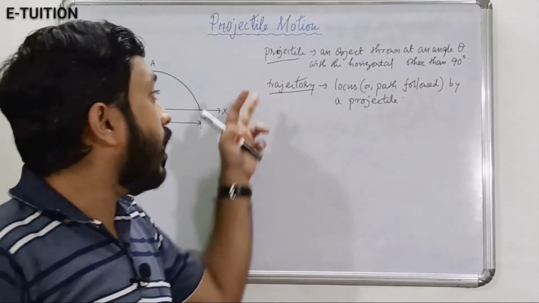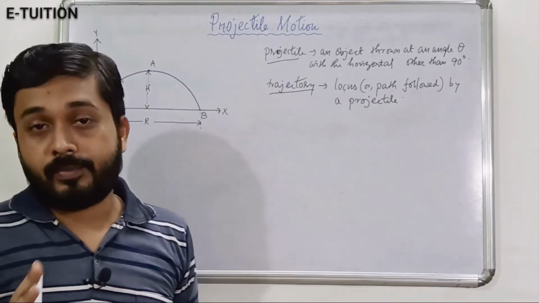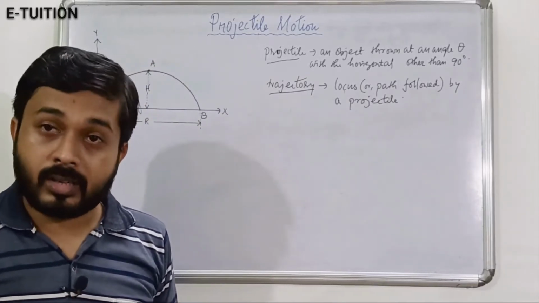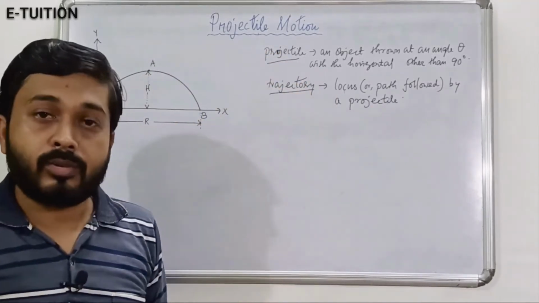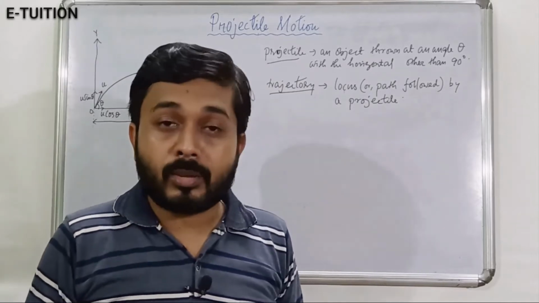All right, a projectile is simply an object which moves in a vertical plane at an angle with the horizontal which is other than a right angle. I hope the concepts of both these terms are very clear to you for the time being. Okay, so now examples of projectile.